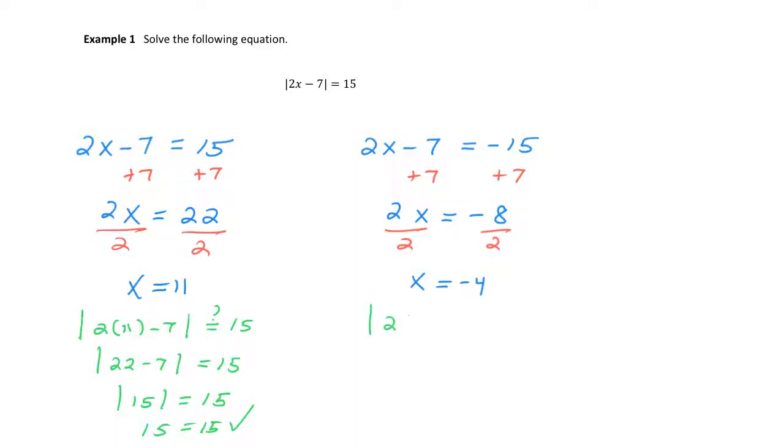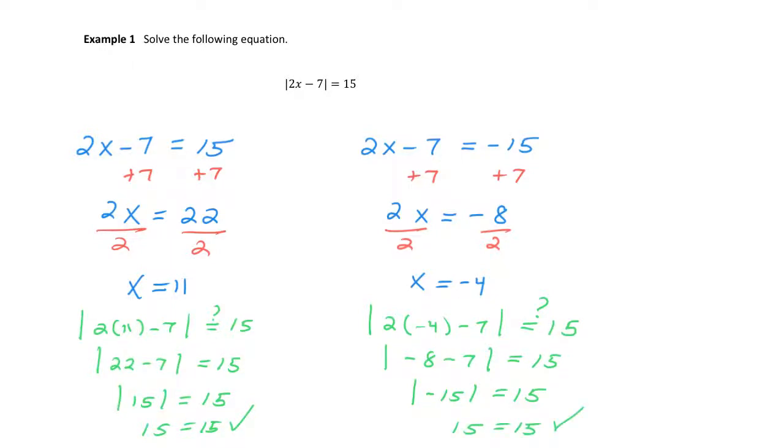Now, if we put in negative 4, that is the absolute value of 2 times negative 4 minus 7. Is that equal to 15? That's the absolute value of negative 8 minus 7. Is that equal to 15? Okay, yeah, this is going to work out too. This is the absolute value of negative 15. Is that equal to positive 15? And the answer is yes. So yeah, these are both solutions.